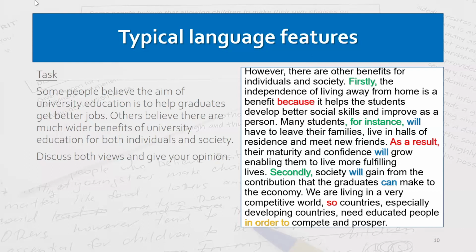Okay, but is there a relationship between the two parts of the sentence? Like, let me take this as an example. Firstly, the independence of living away from home is a benefit because it helps the students develop better social skills and improve as a person. So, what is the relationship between the clause before because, and the clause after because?